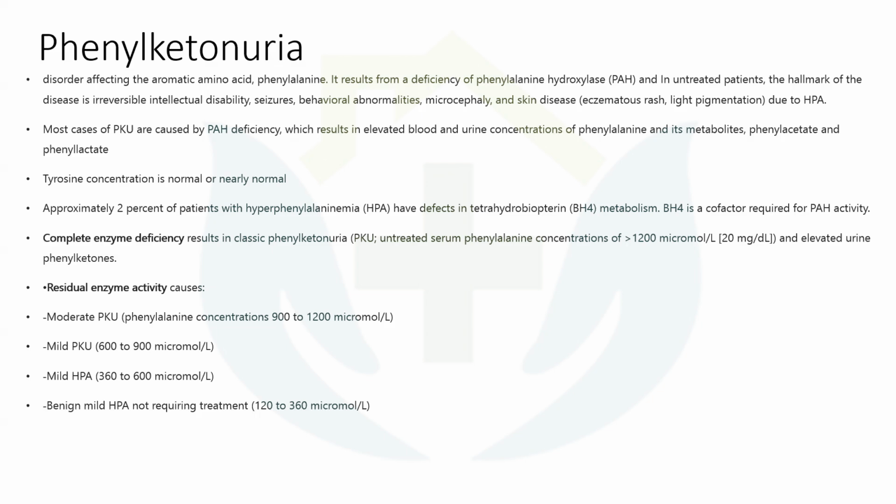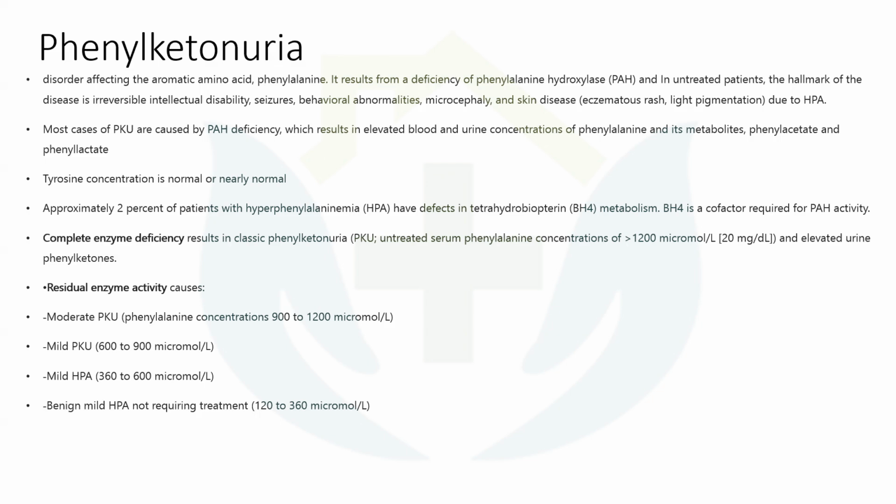The metabolites will again accumulate in the body, with deposition in different organs. The effects are mostly neurological symptoms, and also skin problems. The major cases of phenylketonuria are caused by this hydroxylase enzyme deficiency, resulting in raised blood and urine concentrations of phenylalanine and its metabolites like phenylacetate and phenyllactate.